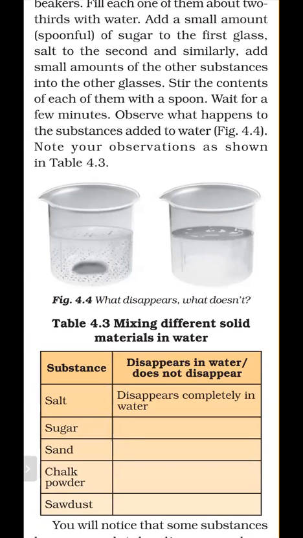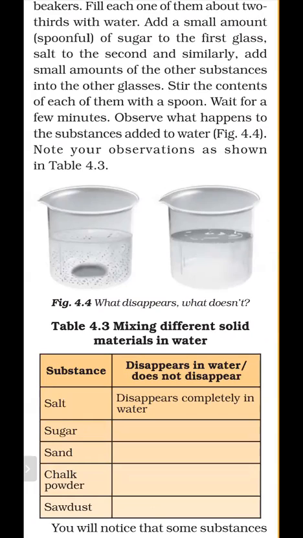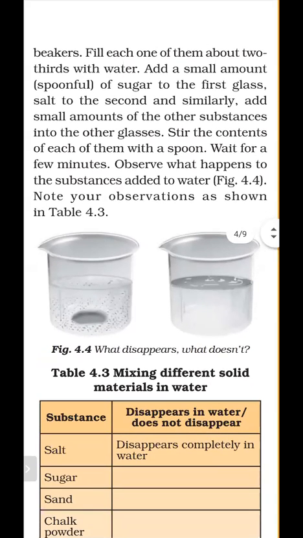So salt dissolves in the water, so it is called a soluble substance. And sugar dissolves in the water, so it is called a soluble substance. And sand does not dissolve in the water, so it is called a non-soluble substance. So these are the substances, and this is whether they disappear in the water or not. So there are two types of substances. First is soluble and next is insoluble.